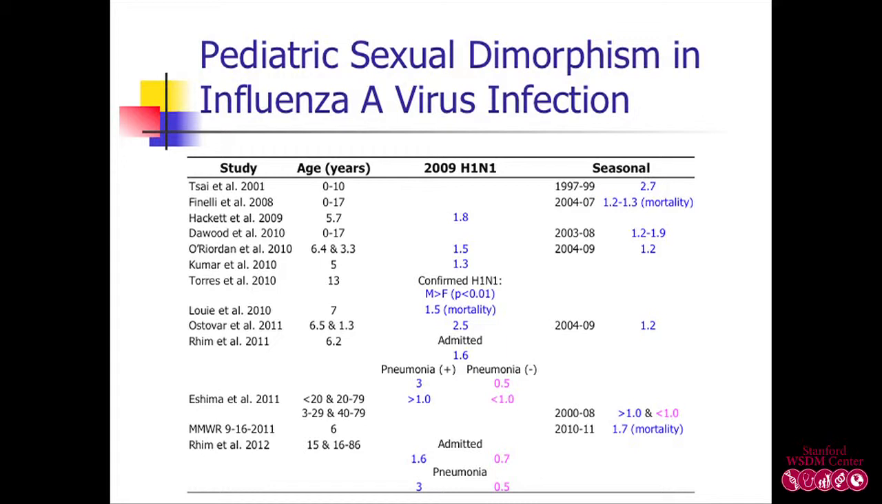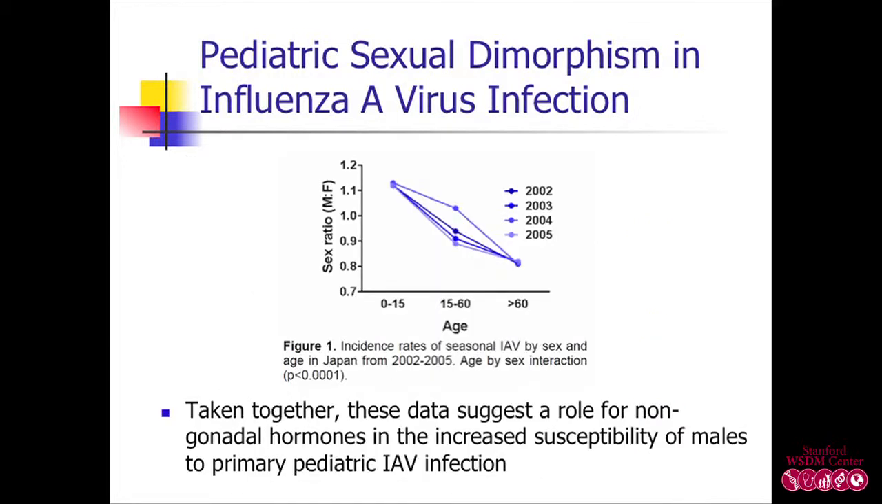This is a compilation of the incidence rates for seasonal influenza by sex from Japan from 2002 to 2005, as a function of age. Prior to puberty, 0 to 15 years of age, the sex ratio is male biased. Between 15 and 60 years of age, it's virtually non-biased, and over 60 it's biased in the other direction. Taken together, these data suggested a role for non-gonadal hormones in the increased susceptibility of males to primary or pediatric influenza infection. So we asked whether the Y chromosome influence could be responsible for that.